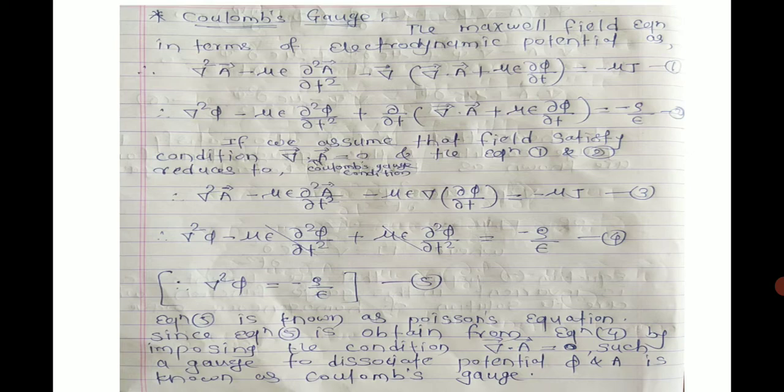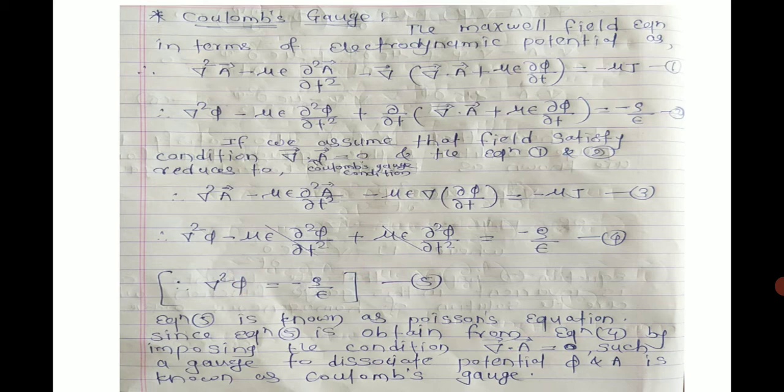Since equation 5 is obtained from equation 4 by imposing the condition del dot A equal to 0, such a gauge, which dissociates the potentials phi and A, is known as the Coulomb gauge. That condition is known as the Coulomb gauge condition. Okay, we obtain Poisson's equation, del square phi is equal to minus rho divided by epsilon.